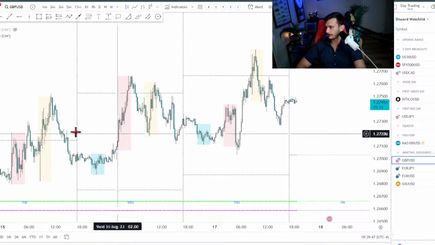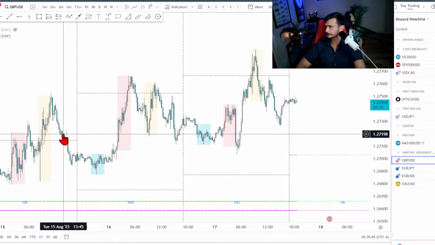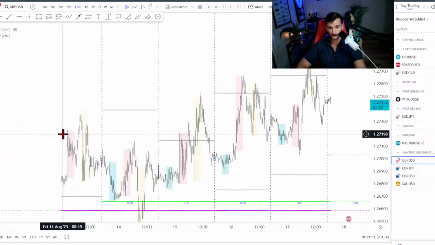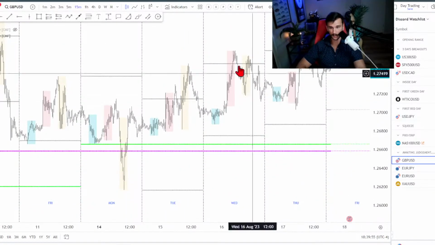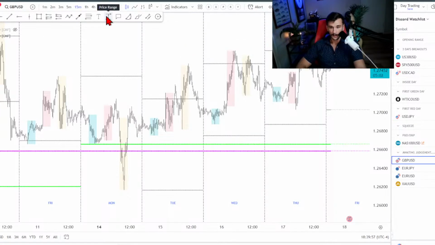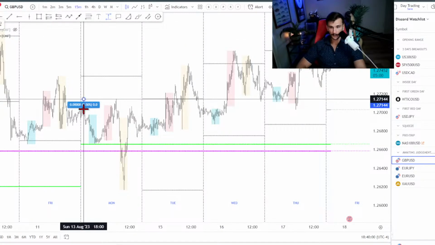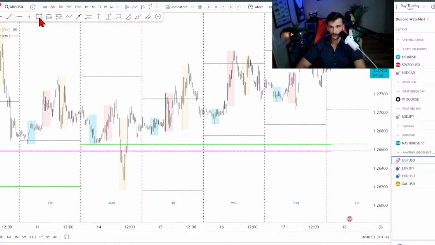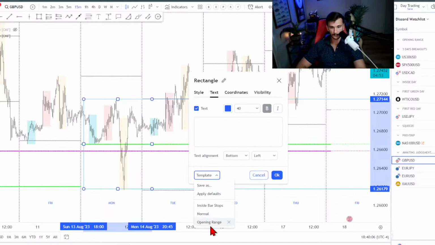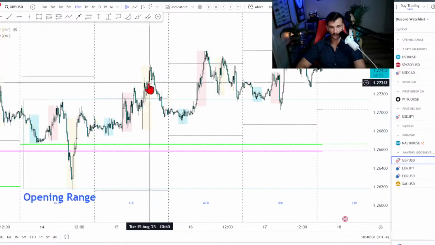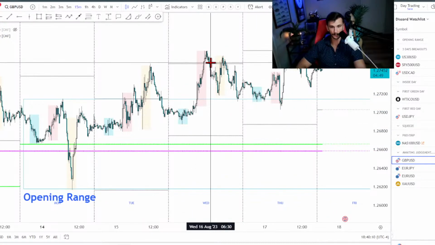All right, looking at pound to US dollar. Okay, we had a failed breakout on Monday. That created the opening range. That was a pretty wide range day. That was also at the low of the month. There we go, opening range, something like that. We had push 1 on Tuesday, push 2 on Wednesday, push 3.